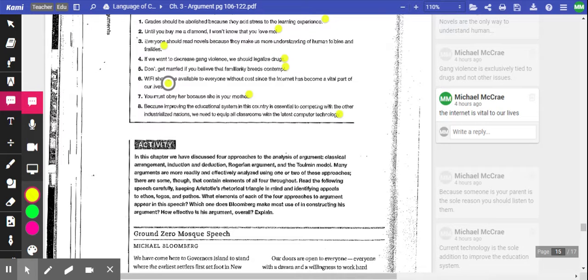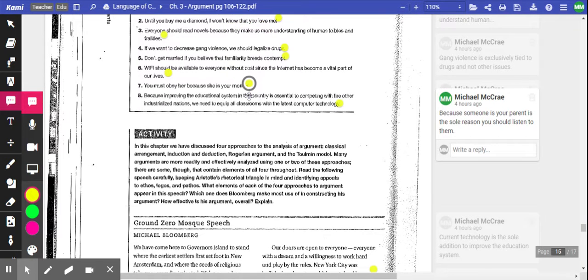Here: you must obey her because she is your mother. That assumes that the sole reason you should listen to your parent is just because they happen to be your mother. Maybe there are more reasons. Maybe they're credible. Maybe they're a good person. Maybe they've done a lot for you. But just for the mere fact that they're your parent doesn't necessarily mean you have to listen to everything they say.